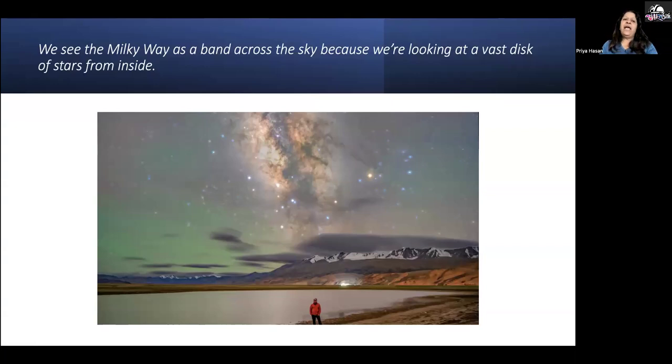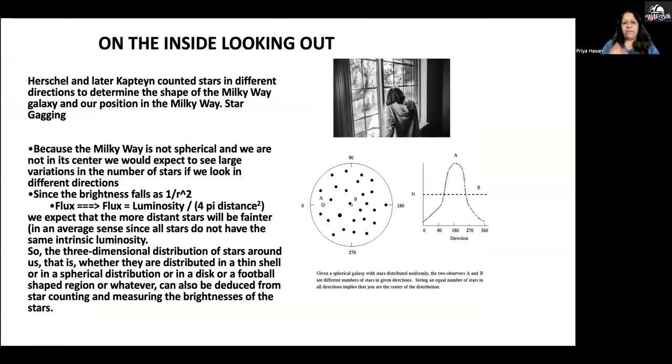Then the heliocentric model came in, and people noticed the Milky Way as a band across the sky. And then as telescopes came in, we were looking inside out. While you're inside the galaxy, it's very difficult to realize that you're within the galaxy. But then there were various people, for example Herschel, Kapteyn, etc., who tried to make a picture of the galaxy, right?